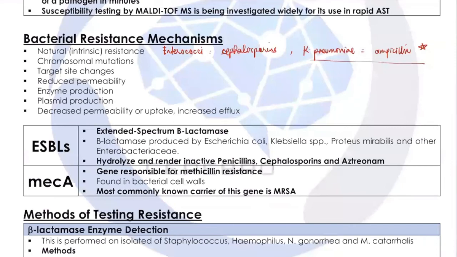Okay? Then other bacterial resistance mechanisms, we have chromosomal mutation, target site changes, reduced permeability of the drug, enzyme production, plasmid production, and decreased permeability or uptake or increased efflux of the antibiotic. Okay? So usually this is because of either there is a change, okay? There is a change in the character of foreign channels.